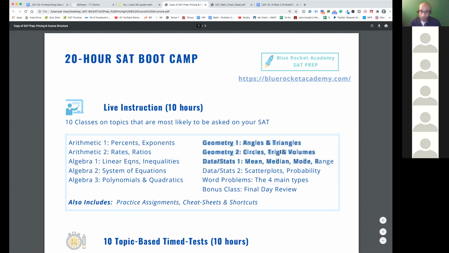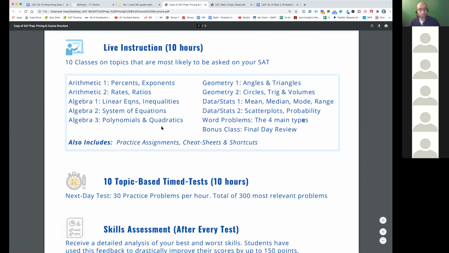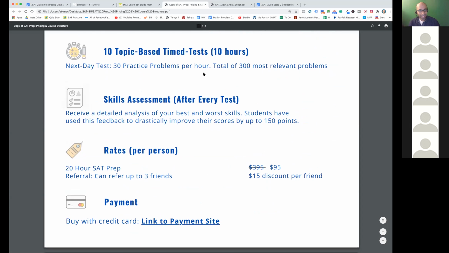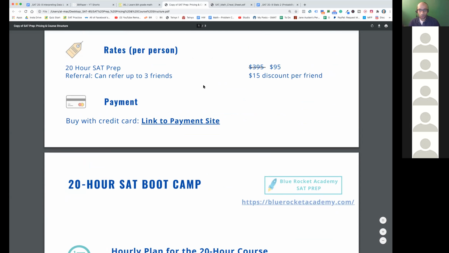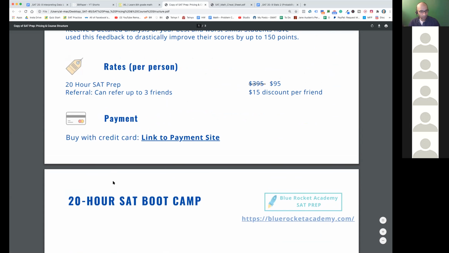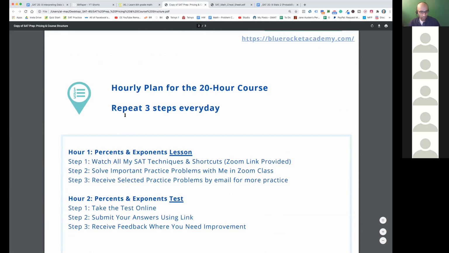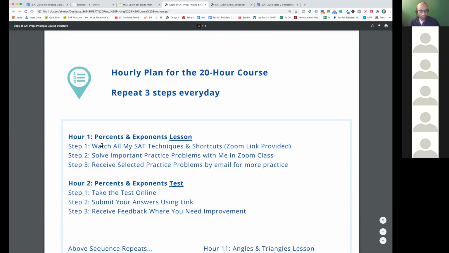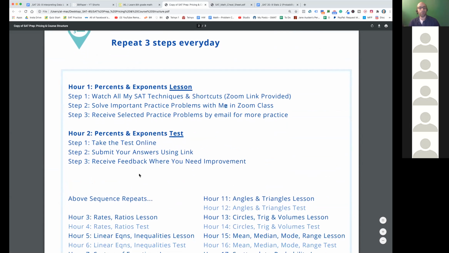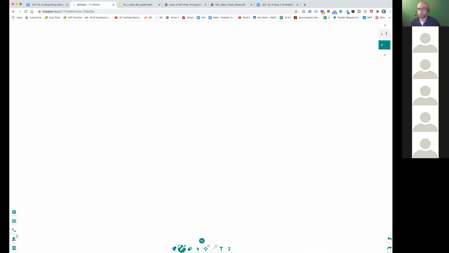Last week we covered geometry, and then before that we had algebra, and then arithmetic. So today we're going to do the first part of data. Then on Wednesday we're going to do the second part. After that comes word problems, an important part. And in between these sessions, I'll send you practice tests, some timed tests. If today's your first session, it's totally complimentary. You watch all my techniques and shortcuts. We practice some important practice problems, and hopefully that helps you.